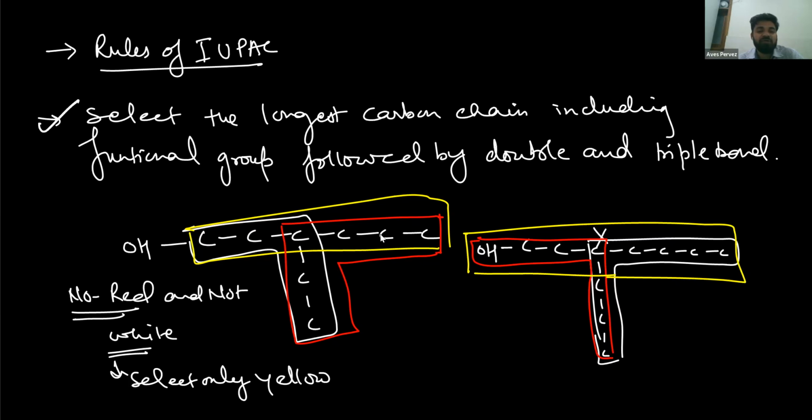Still it is having 1, 2, 3, 4, 5, 6 carbon, but you cannot select it. You will select the yellow one because it has the maximum number of carbon, 1, 2, 3, 4, 5, 6, and also the functional group. So you have to select the longest carbon chain which is going to have the functional group as well as the longest carbon. Got it?